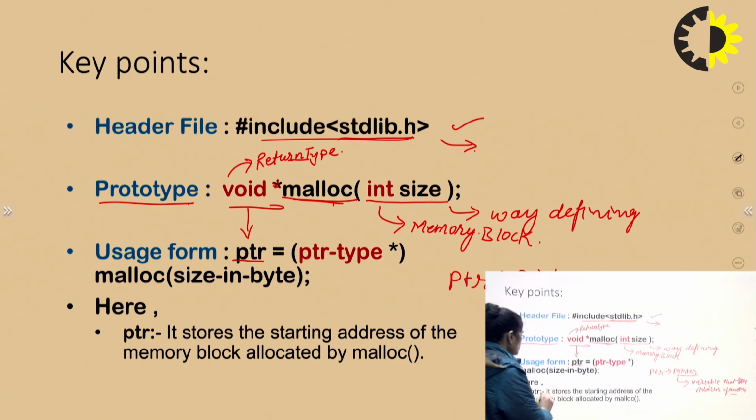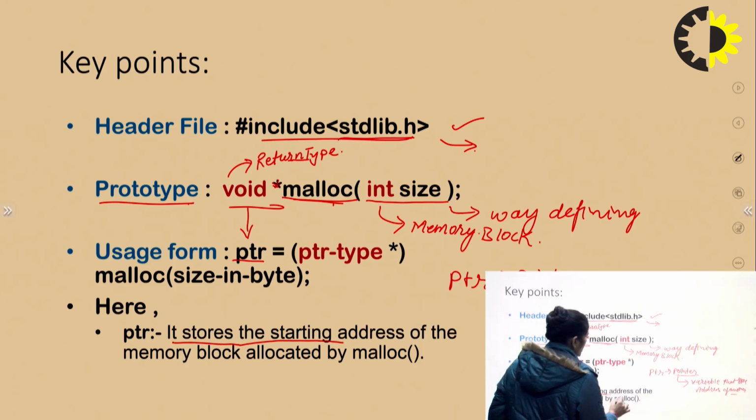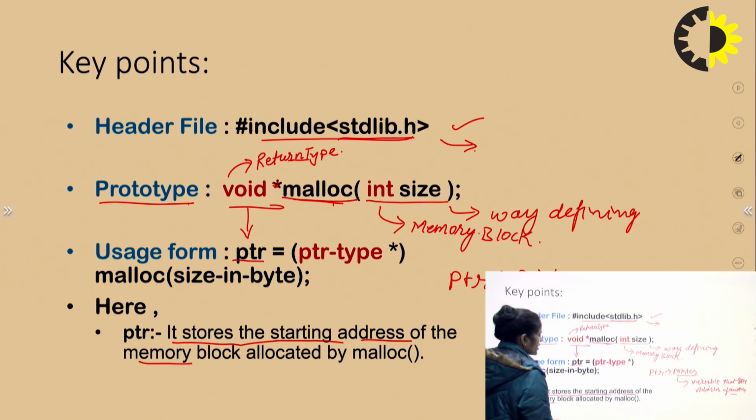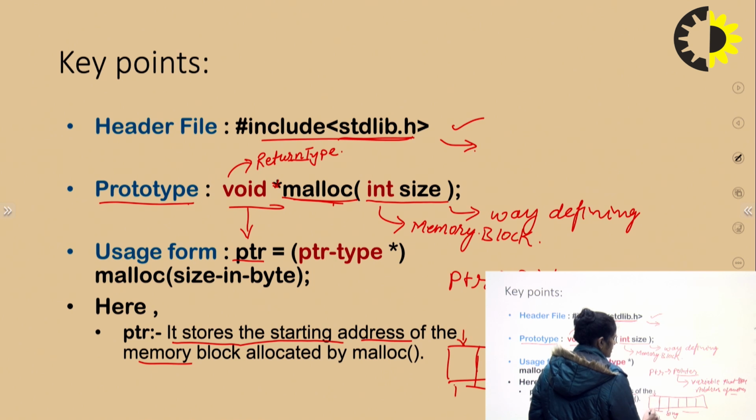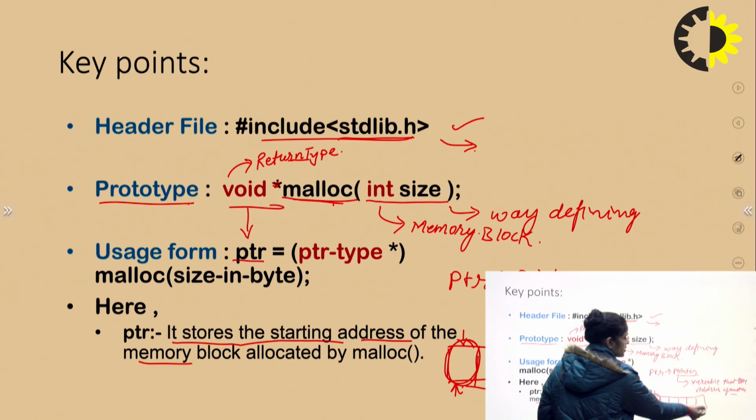So ptr is a pointer variable that stores the starting address of the memory. Starting address means we are talking about a block of memory, and this particular block of memory is considered as a single block, but it is ultimately divided into some kind of blocks. The first block is considered as the first address of this memory block, because this particular block is the starting address of this memory block. So basically this block of address is contained in the ptr, right?